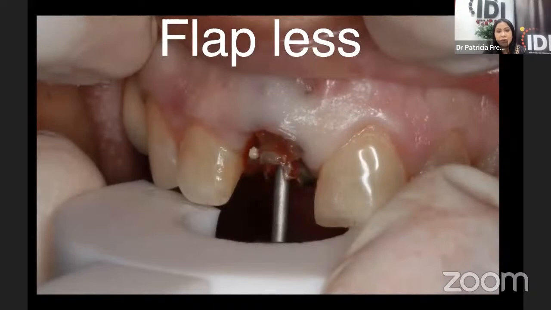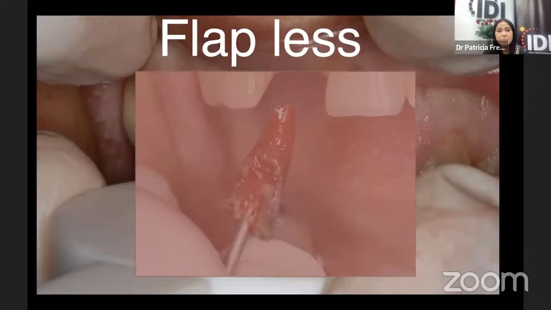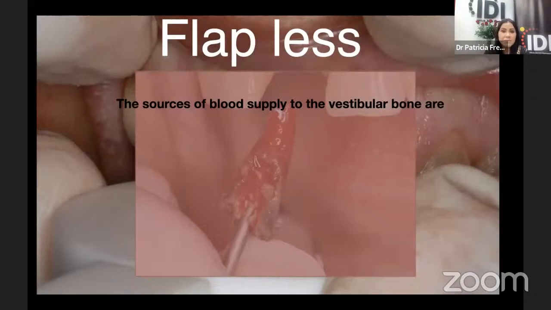And here is an example. Here we are removing that piece with a vertical device. But at that moment, we are going to remove one source of blood supply. We have to remember that we have 3 sources of blood supply to the vestibular bone. Which are those? The PDL, the ligament of that piece, the periosteum, and the bone marrow. If we make a flap, we are removing one of them, the periosteum. When we remove that tooth, we are removing another source of blood supply, the PDL. So we only have the bone marrow.